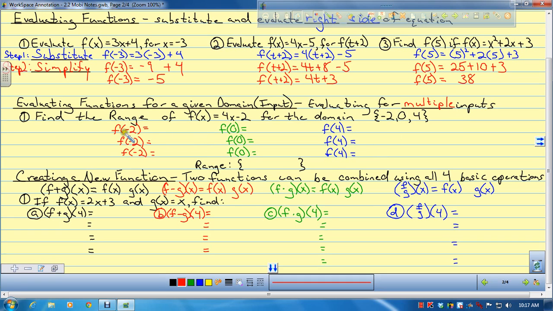So it wants us to find the range of this function right here for this domain, -2, 0, and 4. Well, what that means is I'm going to plug in -2 into that equation. I'm going to plug in 0 there, and I'm going to plug in 4. Okay? So why don't you guys go ahead and try to do that on your own. Push pause for just a second, and then you can come back after you're done.